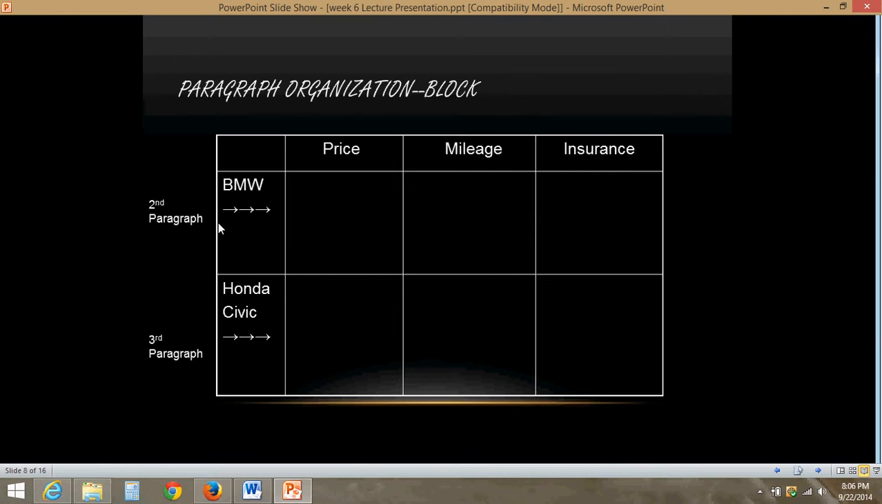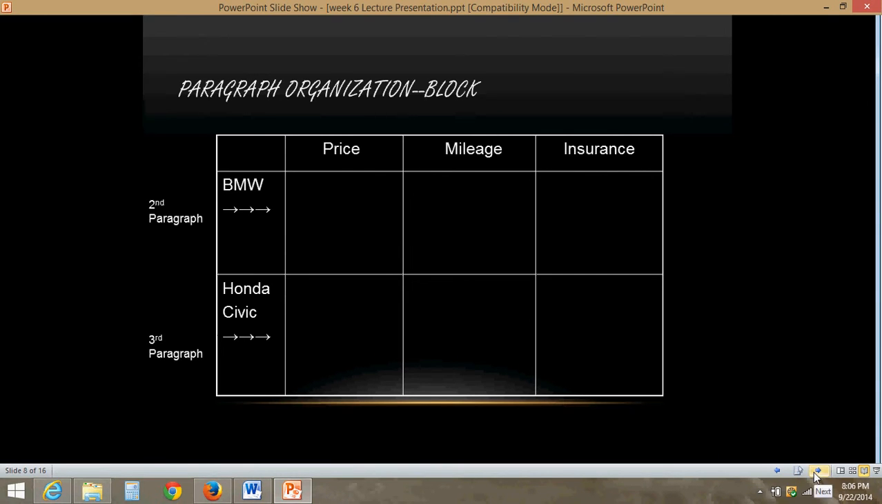In the second paragraph, we talk about the price, we talk about the mileage, and we talk about the insurance. And then this third paragraph, we talk about Honda Civic, and then each particular detail as we go. So it would go across the graphic organizer, blocking each topic on its own.